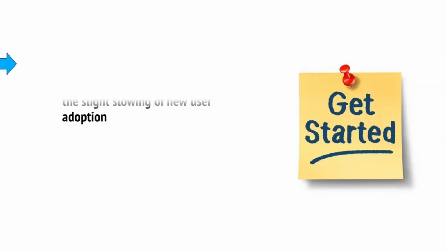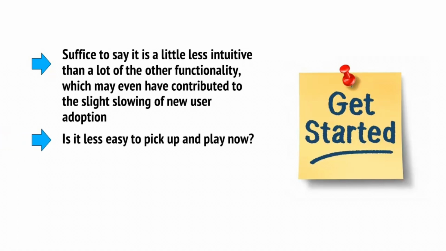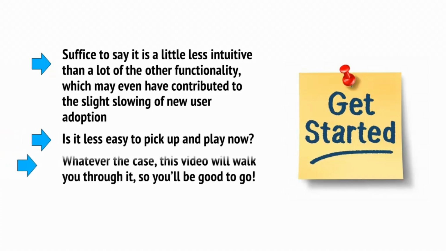Instagram is quite a simple tool, which actually is one of its strongest selling points. However, by adding Instagram stories, it has added a lot more functionality, and the UI doesn't quite lend itself to this yet. Suffice to say, it's a little less intuitive than a lot of the other functionality, which may even have contributed to the slight slowing of new user adoption. Is it less easy to pick up and play now? Whatever the case, this video will walk you through it so you'll be good to go.